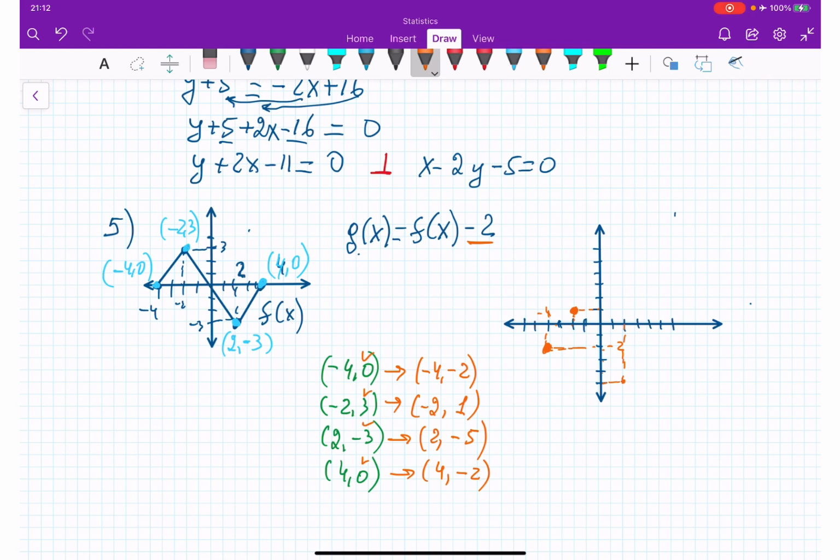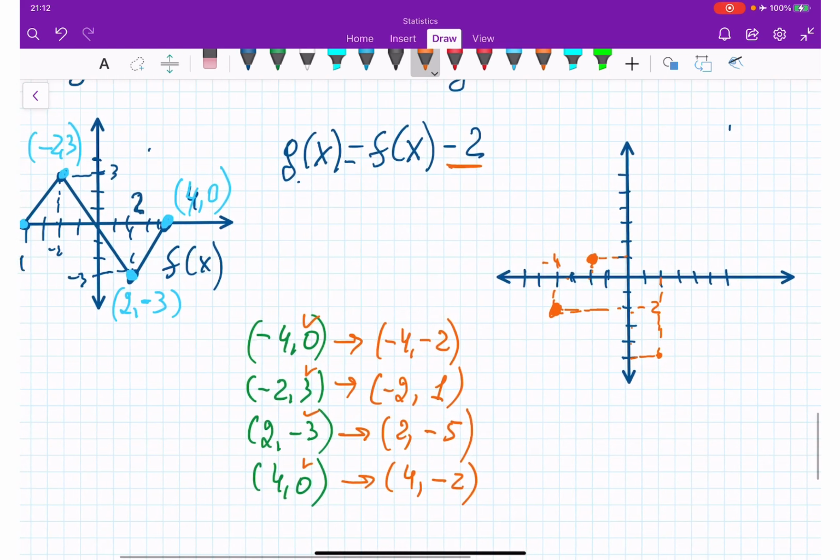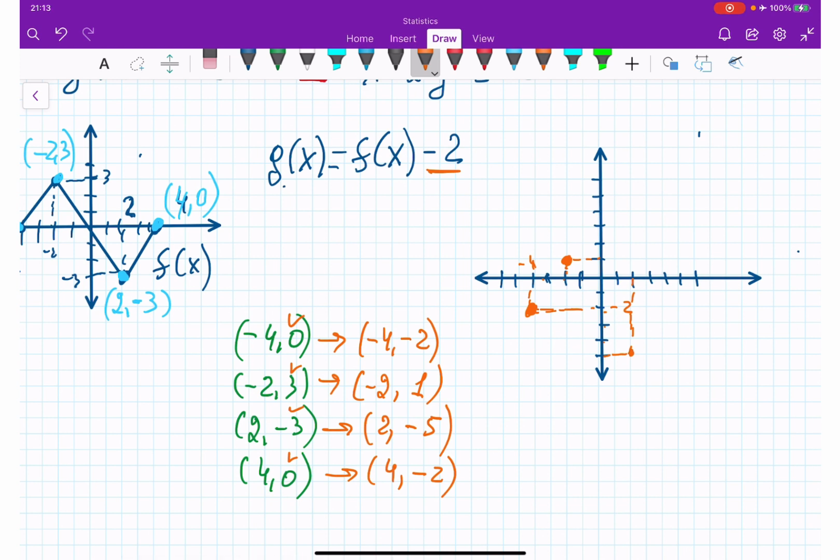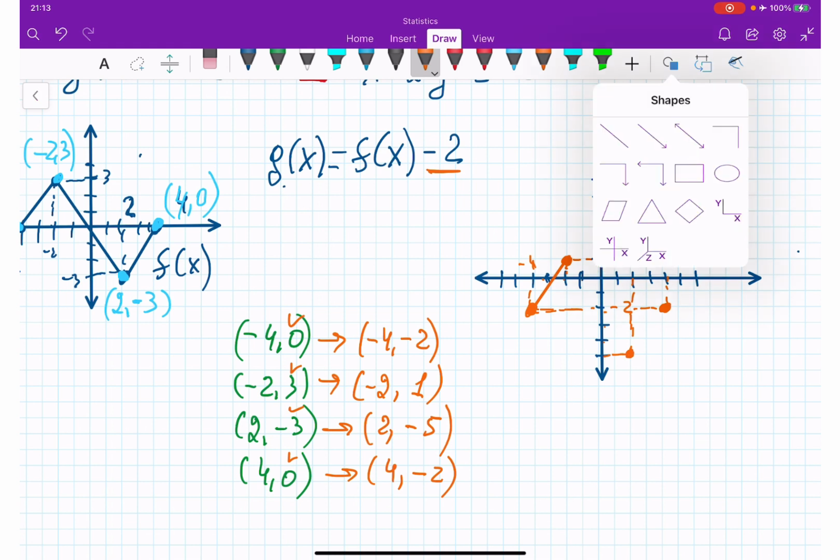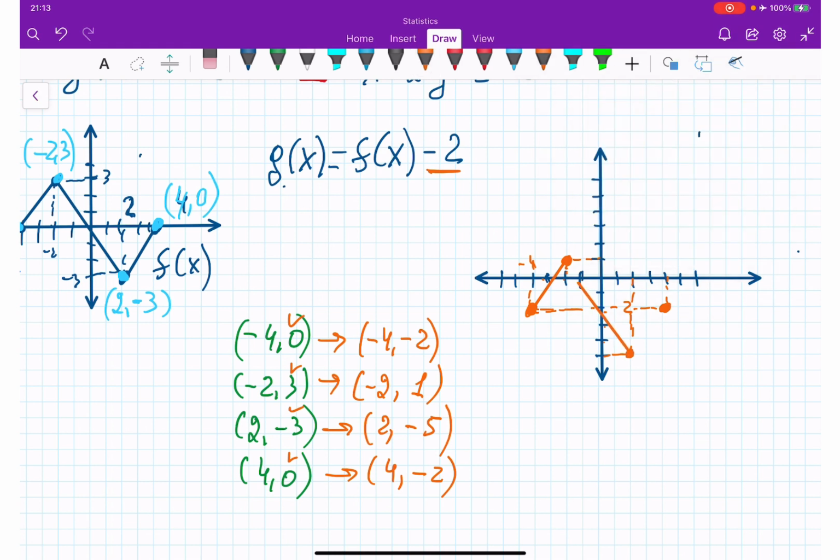Here we come. Let me zoom in so you can see. 2 and negative 5. And 4 and negative 2. Where is it? 1, 2, 3, 4, and negative 2. It's coming right here. So, what do we get here? This comes to here. This comes to here. And this comes to here.